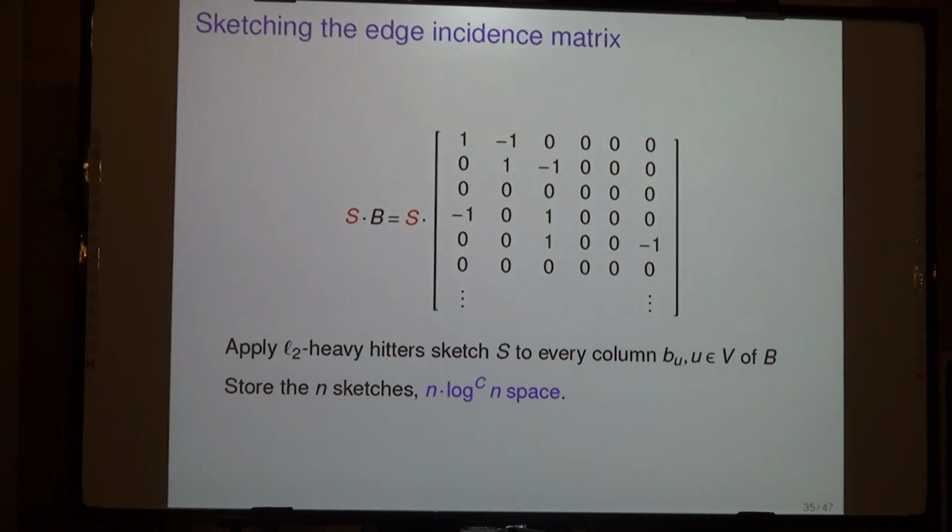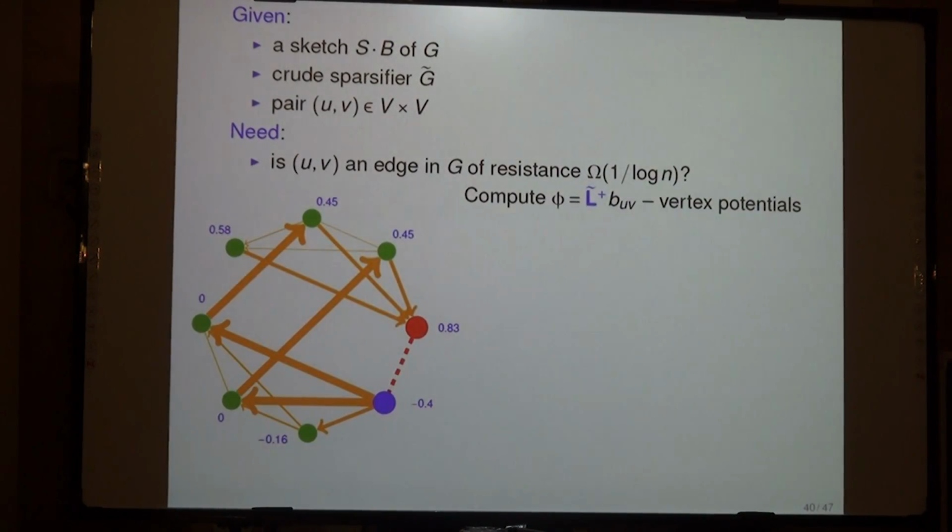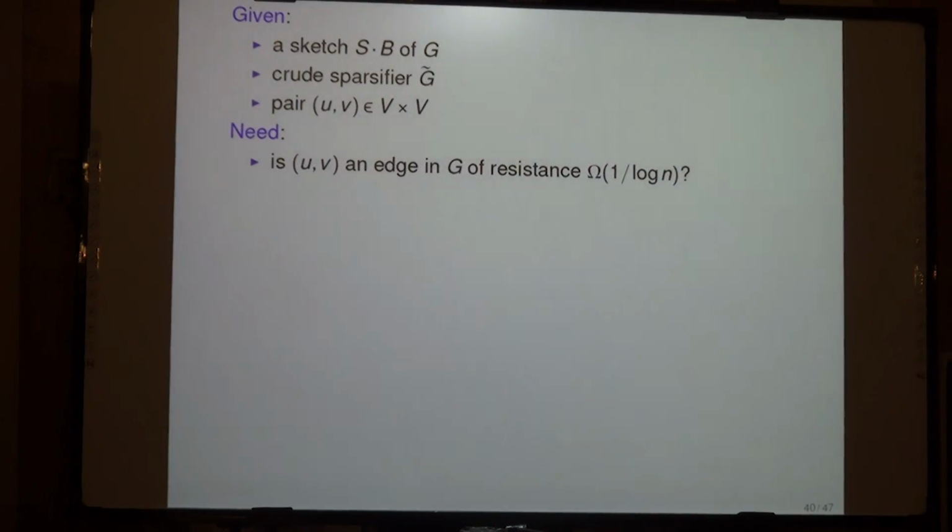Okay, good. So now this is what the algorithm looks like. We take an L2 heavy hitter sketch, and we maintain S times B under dynamic updates. And just to convince you that this is n poly log n space, well, the heavy hitters algorithm compresses n choose 2 dimensional vectors into poly log n dimensional vectors. This is the same as sketching the columns of the edge incidence matrix. So every vertex basically stores a polylogarithmic number of bits. Okay, good.